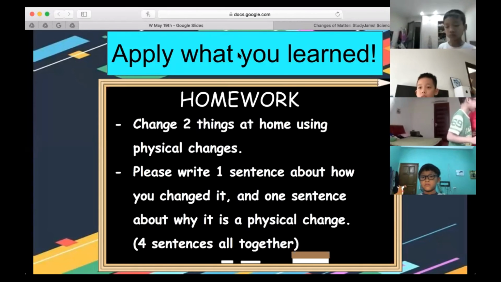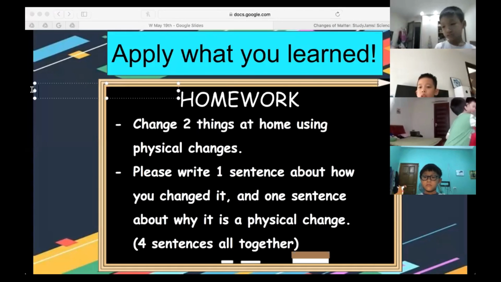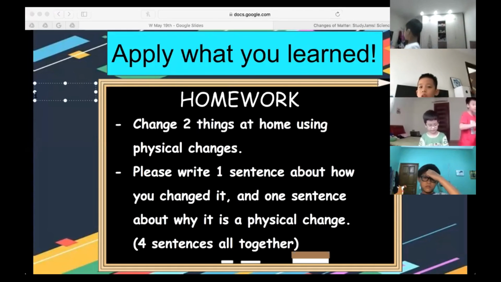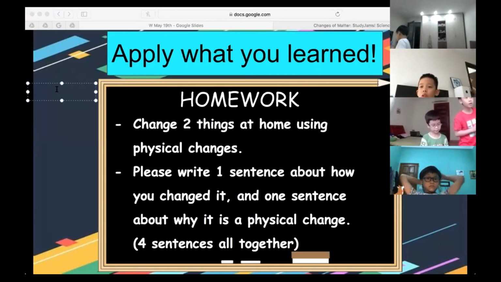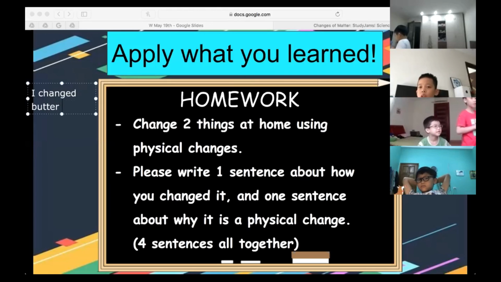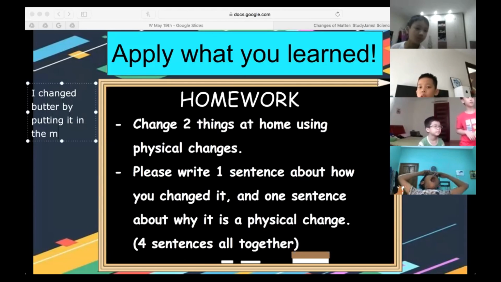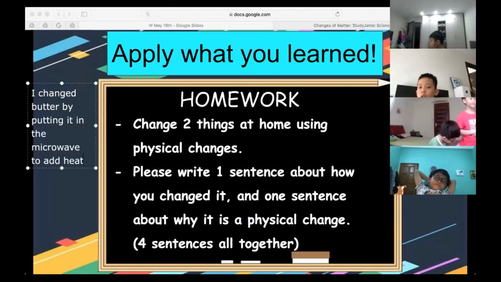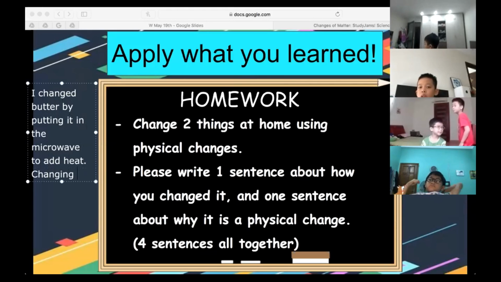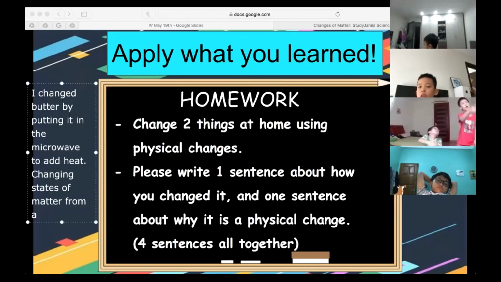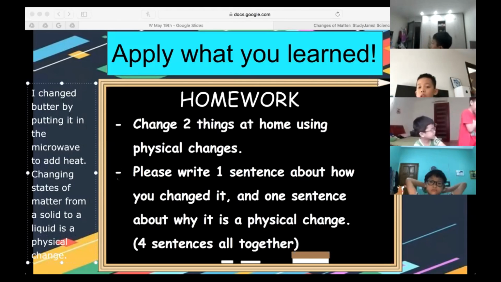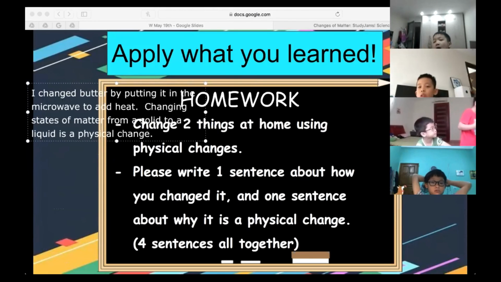Here's my example. I changed butter. So one of my sentences would be, the first sentence is how I changed it. I changed butter by putting it in the microwave to add heat. All right, and one sentence about why is a physical change? Changing states of matter from a solid to a liquid is a physical change. There, then I just have to do one more.